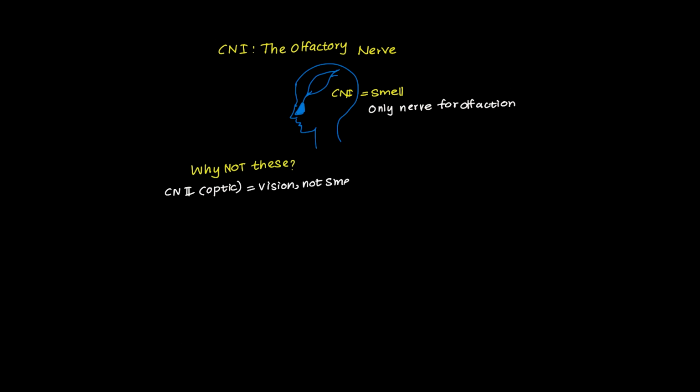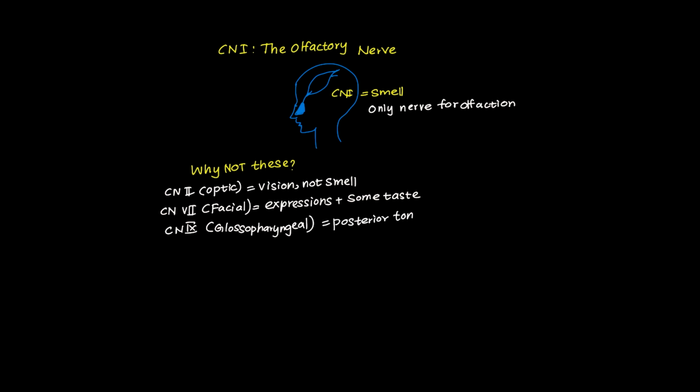CN7 is the facial nerve for facial expressions and some taste. It has nothing to do with detecting odours through the nose. CN9 is the glossopharyngeal nerve for posterior tongue taste and swallowing. Again, zero involvement in olfaction. The cranial nerves each have specific jobs, and smell belongs exclusively to CN1.